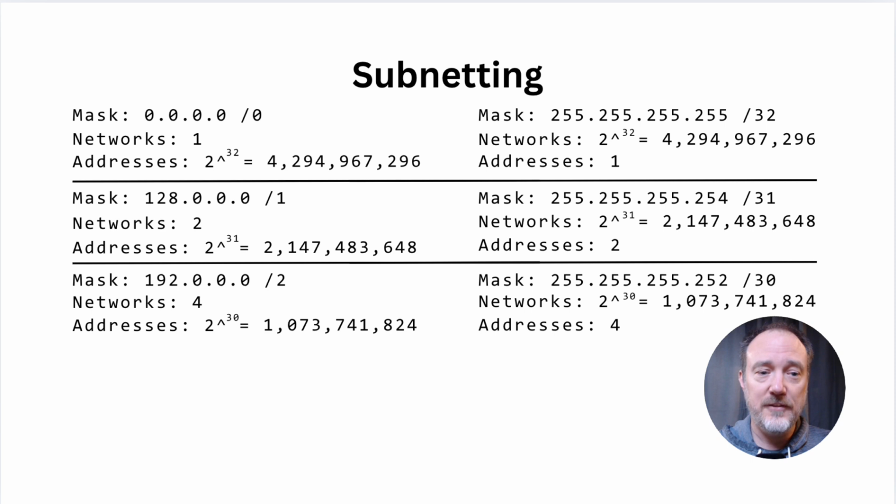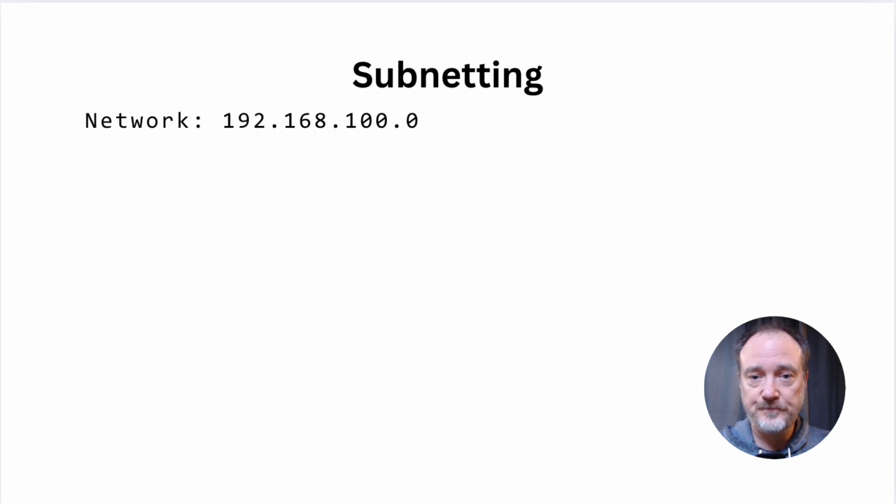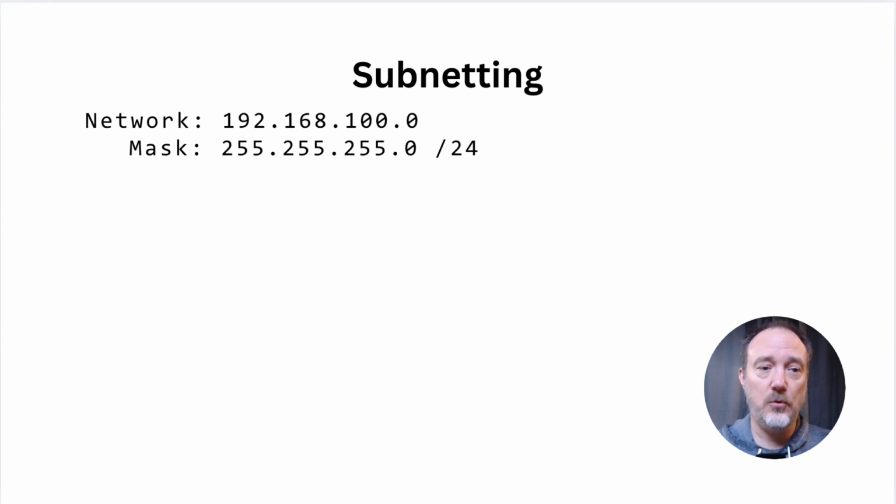Let's look at a specific network and we can see how it can be split into smaller networks. So we're going to use the network 192.168.100.0, and we're going to use a subnet mask of 255.255.255.0 or /24. If this network is just left as is, there would be one network and it would have 256 unique addresses, and that would be because the fourth octet has values of 0 to 255. So that would give us 256 unique addresses.